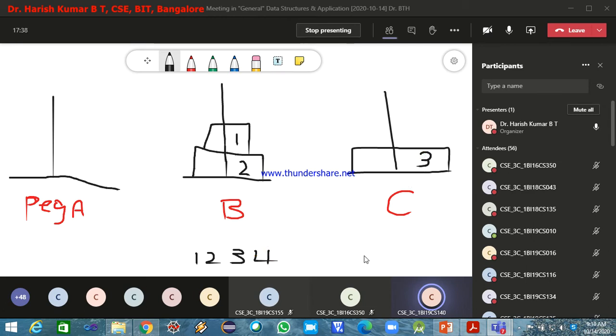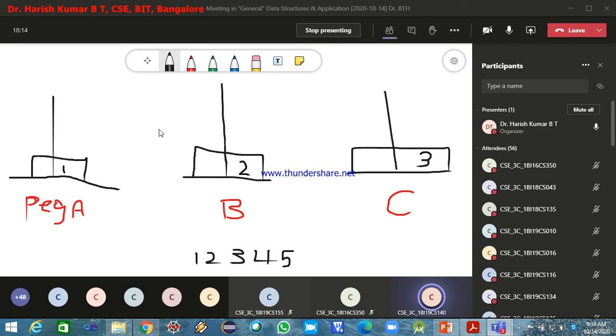Next. Shift 1 to A. See, I cannot place here. If I place here, that is not required. Correct, right? What I can do is, this 1 can be shifted to A. A is available now. So I'll shift 1 to A. So that is the fifth move. In fifth move, I move the disk number 1 from B to A.